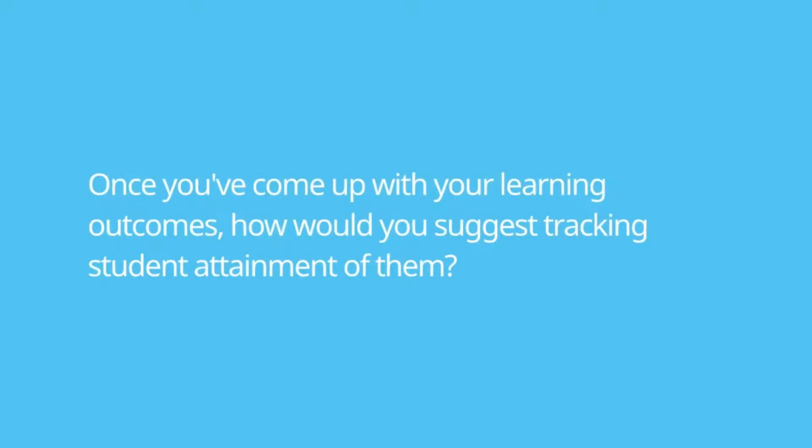Once you've come up with your learning outcomes, how would you suggest tracking student attainment of them? This is an interesting question. In fact, a colleague of mine and I had been talking about this, about what's the interface between these text-based learning objectives and the measurement, the quantitative aspect of it. How do we measure progress in those sorts of things?